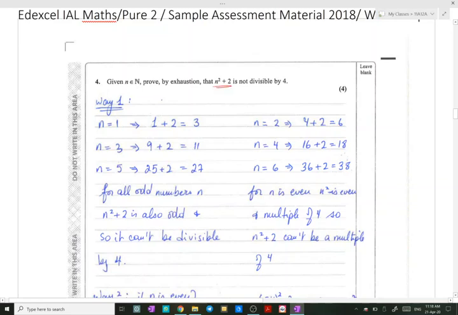replacing n in the expression and finding the answer and checking whether the answer is divisible by 4. Mainly, this is what they mean by exhaustion. So let us start with the odd numbers.